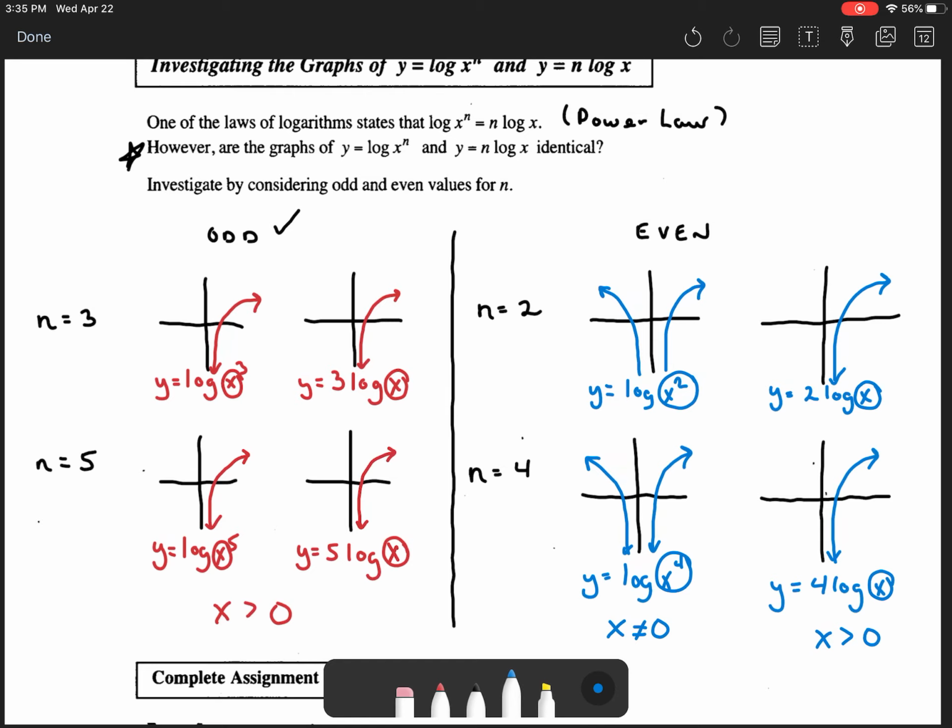So for both the odd functions and the even functions, when I have the number in front of the logarithm, the domain is still x is greater than 0, as it normally is. However, when you move that number down in front of the logarithm, if you are squaring your argument or putting it to the exponent of 4, 6, 8, etc., then your domain changes to basically just x cannot be equal to 0. And that's why the graphs will appear different.